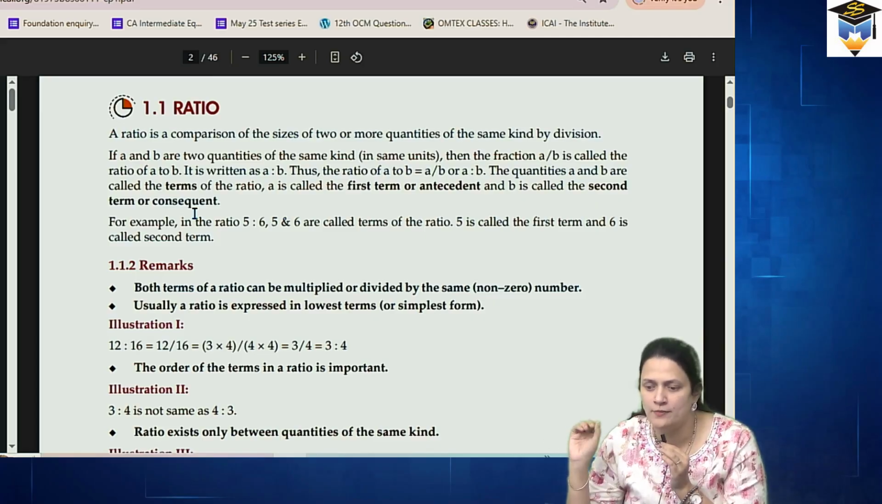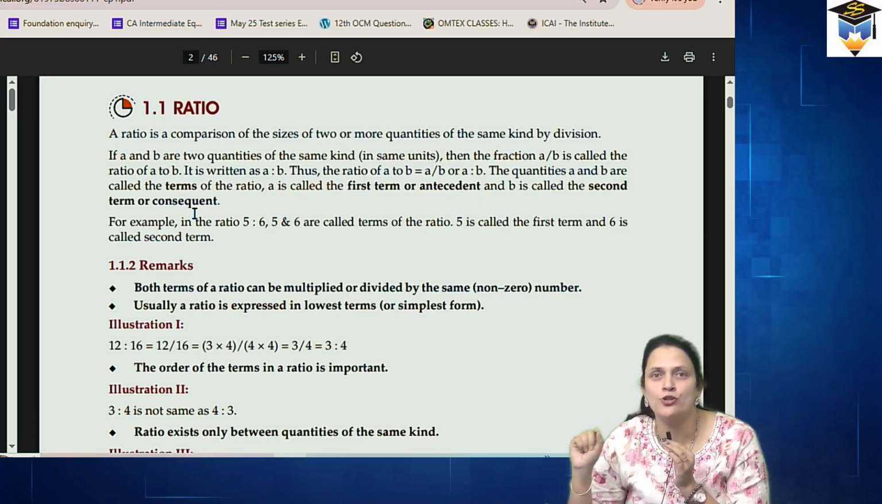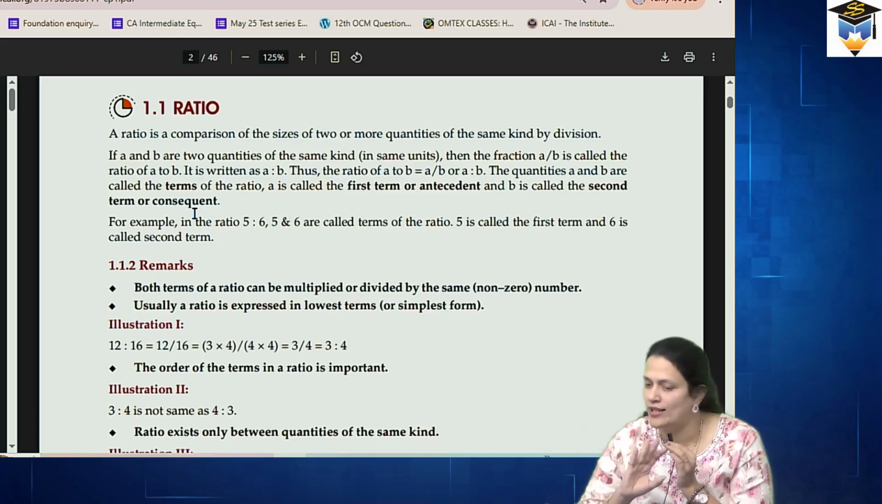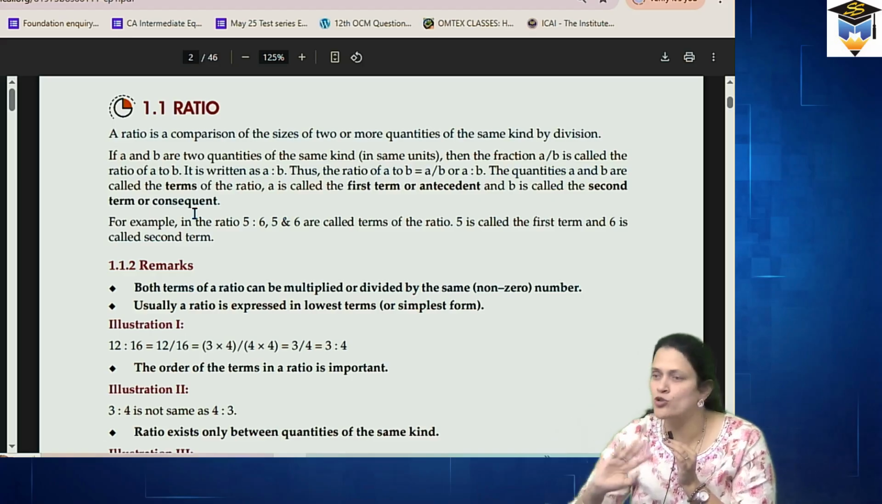So ratio is basically a comparison between two quantities, and both the quantities should be in the same units. Okay, that is very important. Also, when we talk about a ratio, it is expressed in the form of 2:1, 4:1. There is no unit.